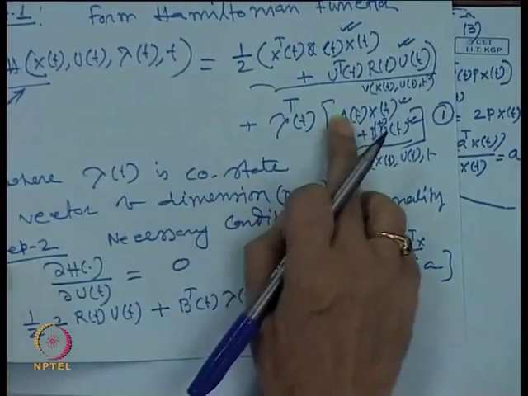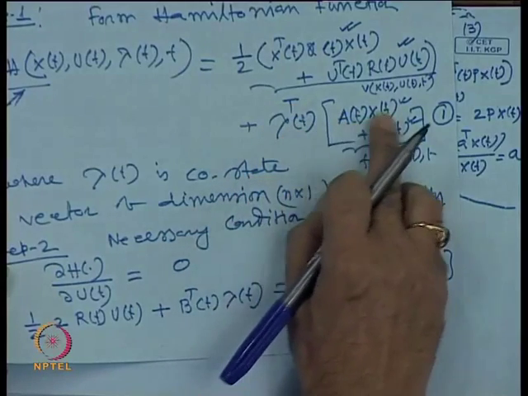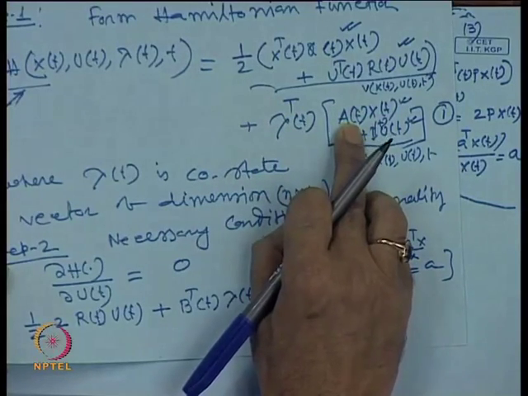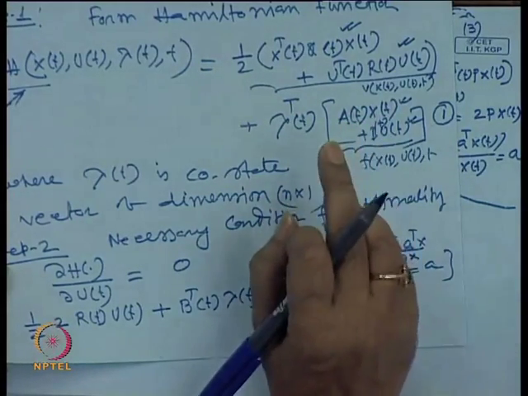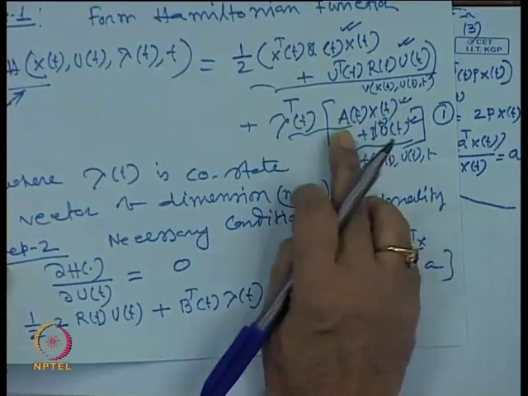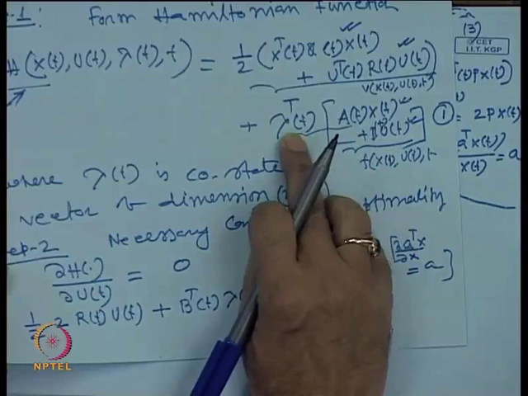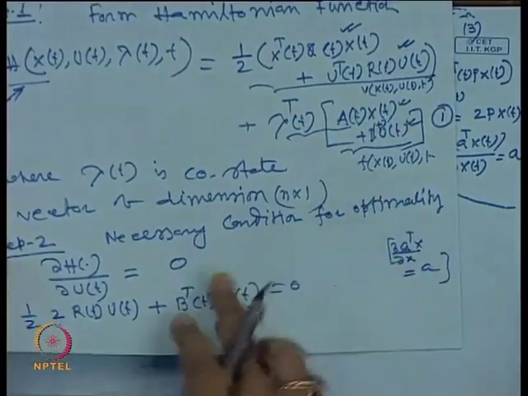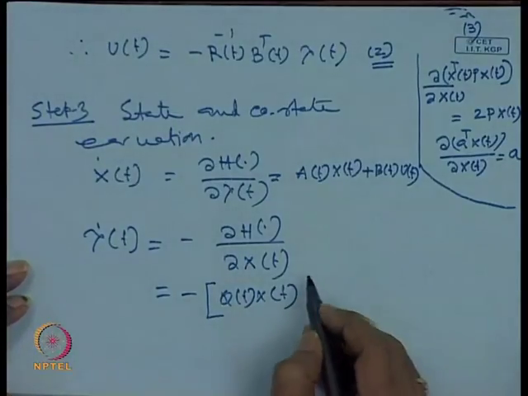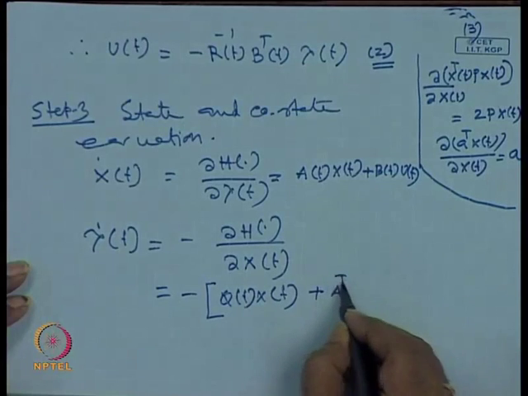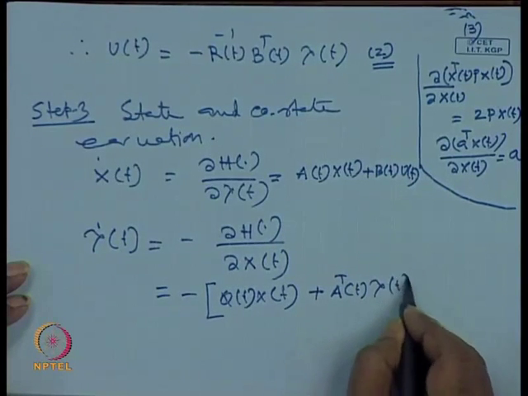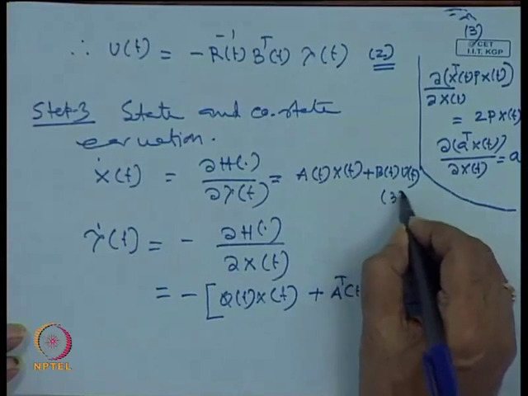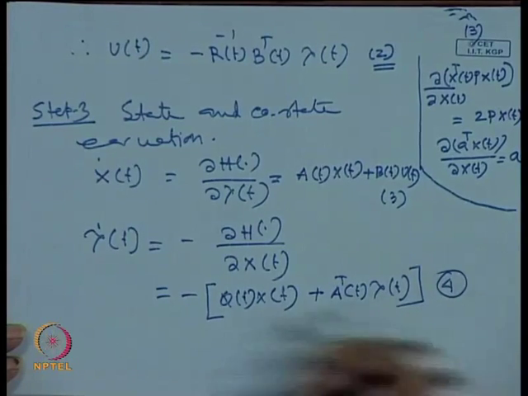Then you see this one, lambda transpose a x of t. So, I can write lambda transpose a x as a transpose lambda whole transpose. That whole transpose is the same as that part. So, I am differentiating with respect to x. So, it will come plus a transpose of t lambda of t. Let us call this equation number 3 and this equation number 4.